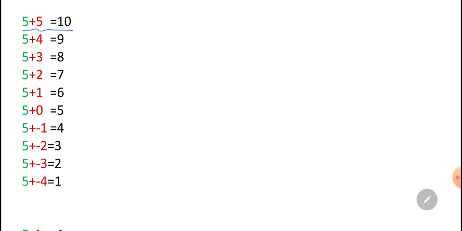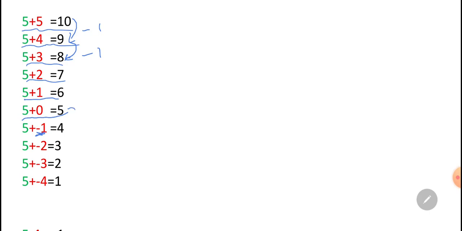So when I add a smaller number, 5 add 4 is equal to 9, 5 add 3 is equal to 8, 5 add 2 is equal to 7. So just using the pattern, I can see as the red numbers get smaller, I'm just taking 1 away to get the answer. So 5 add 1 is just 6, 5 add 0 is equal to 5. So what's interesting is what happens at 5 add negative 1.